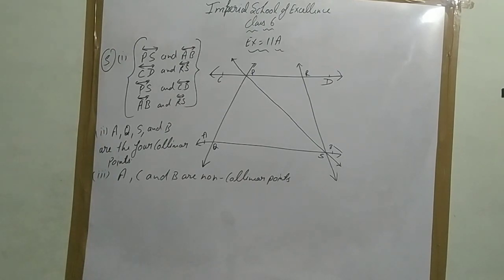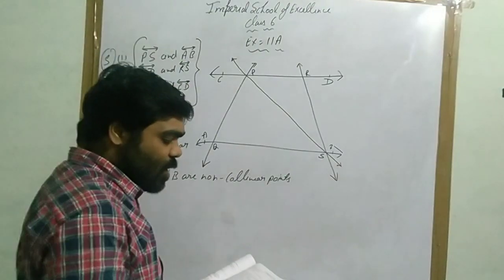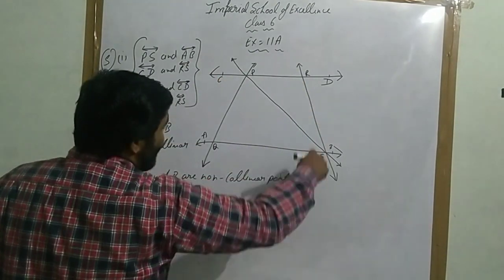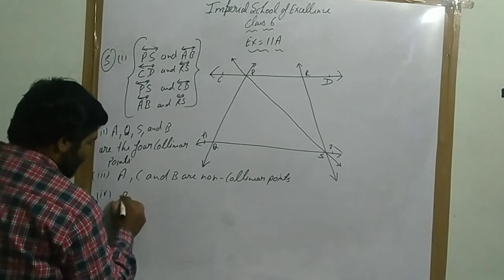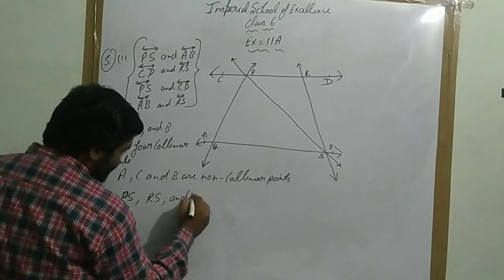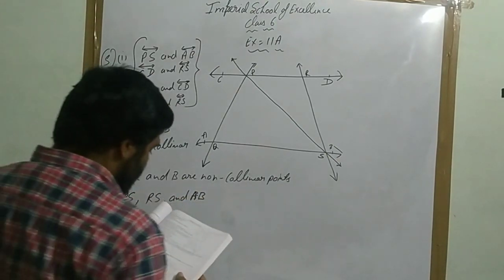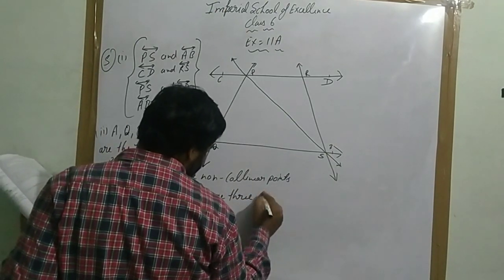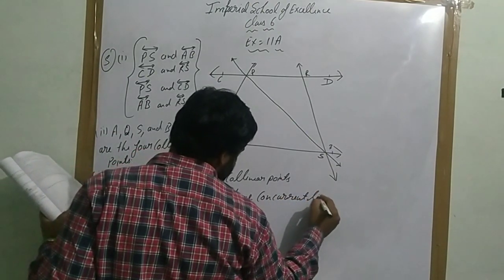After that the next question given here is 3 concurrent lines. 3 concurrent lines are PS, RS and AB. PS, RS and AB are the 3 concurrent lines.